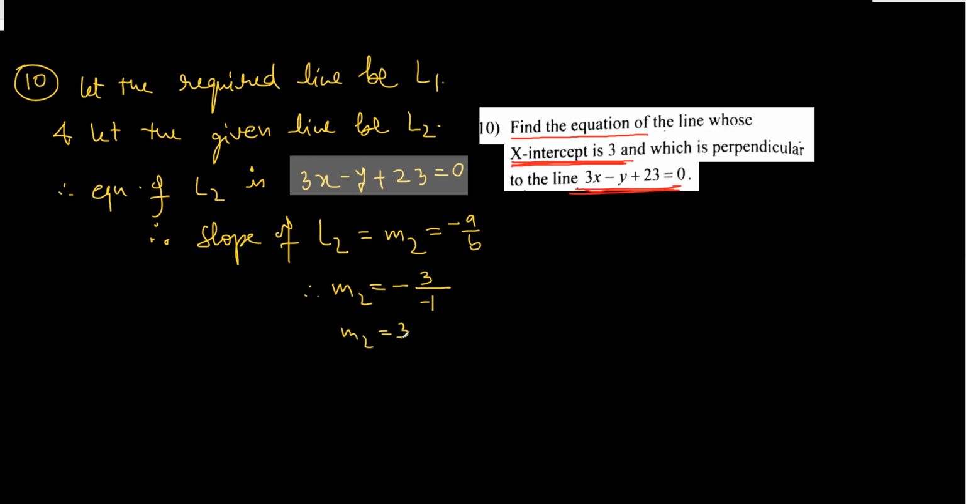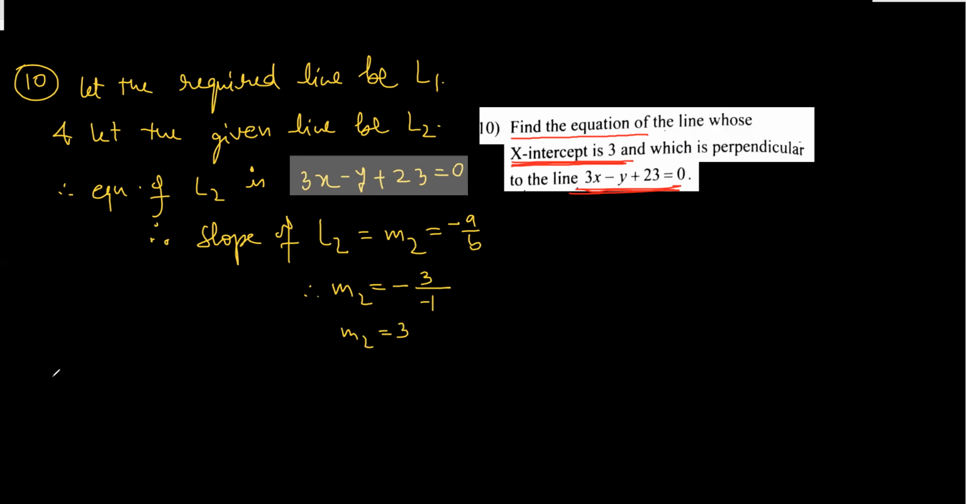Okay. Now see here, students, I am given that the required line is perpendicular to the given line. What am I given? I am given that the required line is perpendicular to the given line. So if the required line is perpendicular to the given line, what will happen? The slope of the required line and the slope of the given line, when we multiply, we will get -1. Okay.